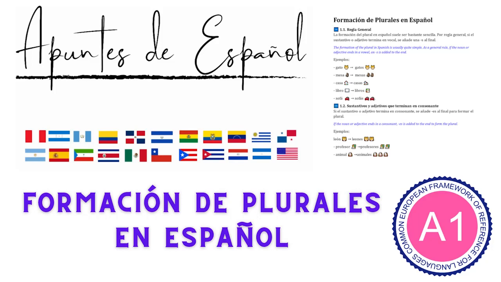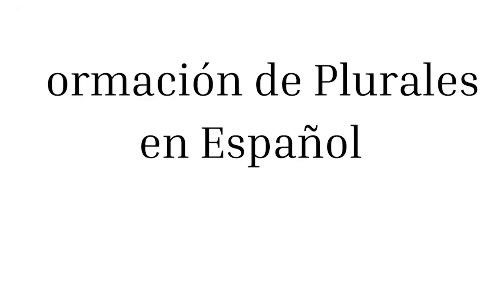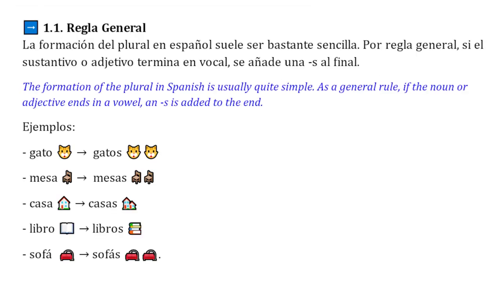In today's video, we will study the formation of the plural in Spanish. The formation of the plural in Spanish is usually quite simple. As a general rule, if the noun or adjective ends in a vowel, an S is added to the end. Example: gato, gatos; mesa, mesas; casa, casas; libro, libros; sofá, sofás.